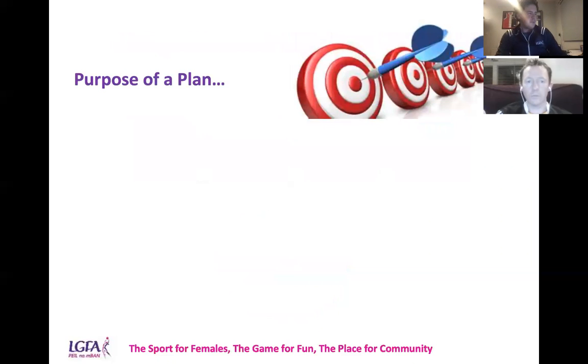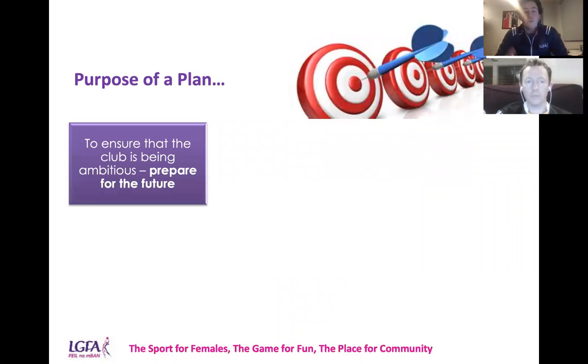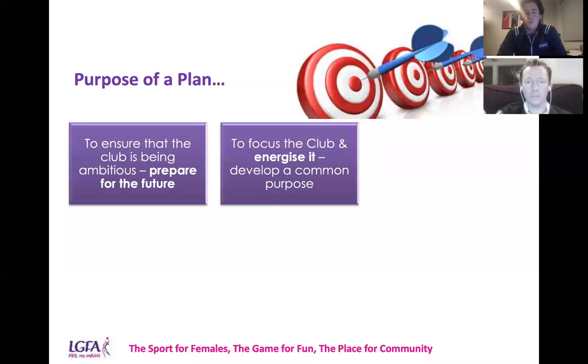So I suppose, what is the purpose of the plan then? It's to ensure your club's being ambitious and preparing for the future. As I said at the start, there's a lot of day-to-day stuff that can sometimes overwhelm us when we're running clubs. So the plan will help you prepare for the future, and that's a really good thing as well, because it gets new people into the club. It'll plan for where you want to be. So that's one of the big things when coming up with a plan, planning for the future. To focus the club and energize it, and it develops a common purpose as well.